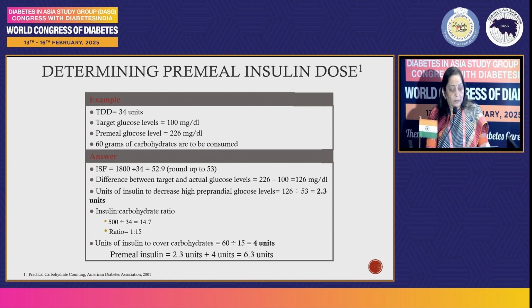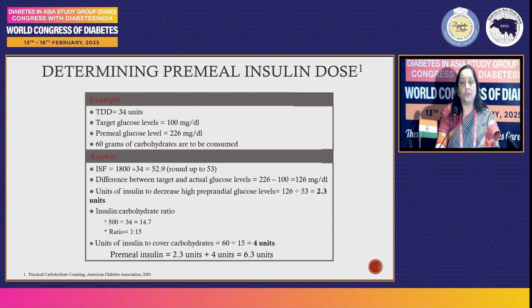He has to take insulin to cover the carbohydrate. The insulin carbohydrate ratio is equal to 500 divided by 34, which is equal to 15, and he is going to consume 60 grams, so he needs 4 units of insulin. But his sugar is on the higher side, so to correct it you have to add 2.3, so he has to take 6.3 units of insulin to cover the meal and correct his blood sugar level. Understand?